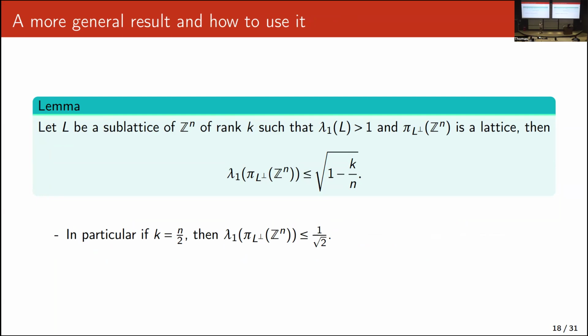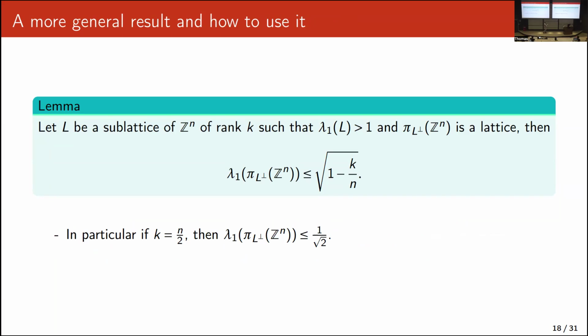integer lattice, such that L has no unit vectors, instead of having volume greater than 1, because if it has unit vectors, then we win. We've found the shortest vector in the lattice. Then this projected lattice has shortest vector less than something that's smaller than what the previous lemma was giving us.